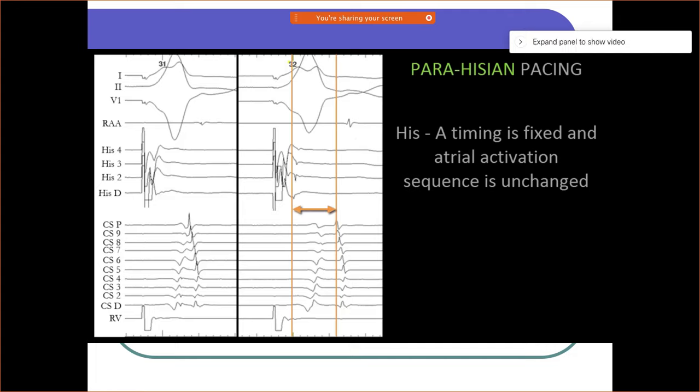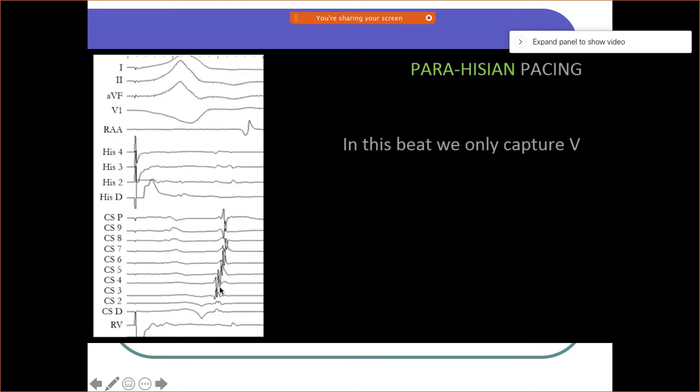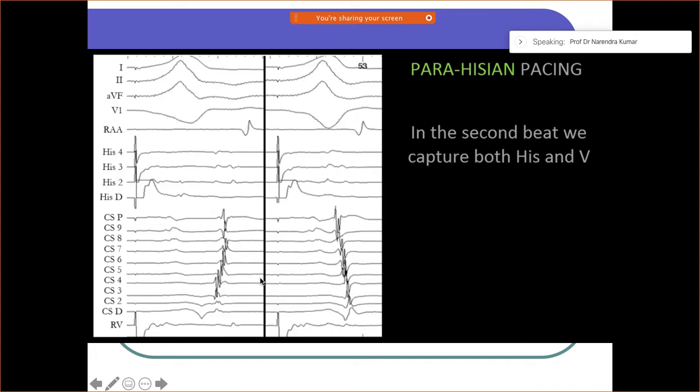So what is happening is his to A timing is fixed, and the atrial sequence, although, is definitely unchanged. Yeah, if we look over here. So in this bit, what is happening is the his is somewhere far away, right? You are able to capture only the V. And then in the second beat, what is happening is we are able to capture both. The his also comes closer, and of course the V as well.